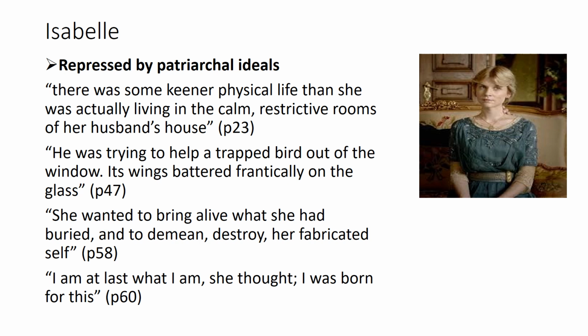Isabel, who Stephen has an affair with in this first section of the novel, is a woman very much repressed by patriarchal ideals. "There was some keener physical life than she was actually living in the calm, restrictive rooms of her husband's house." And then Stephen has a dream where he envisages a trapped bird that he's trying to help out of a window, with its wings battering frantically on the glass.